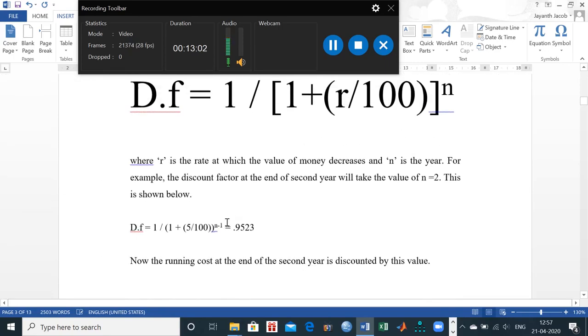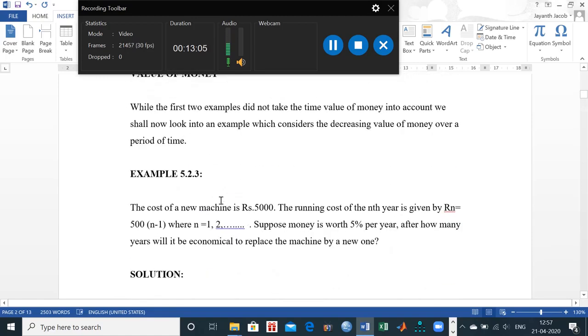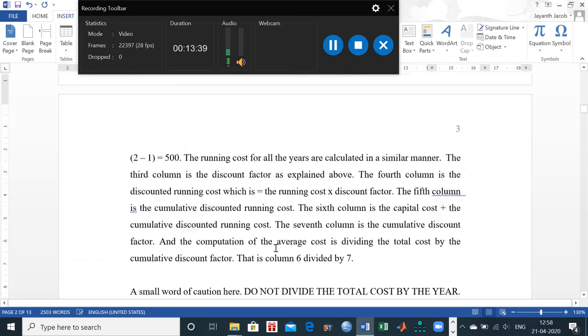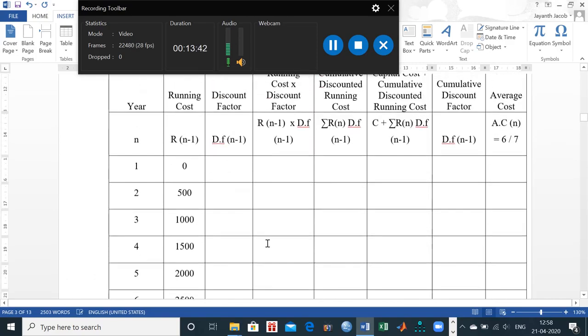Now how did we get the running cost? That is again based on this equation. Very simple. The running cost is given by Rn = 500 × (n − 1). In the first year, n = 1, so 1 minus 1 is 0, and Rn = 500 × 0 = 0. So the running cost for the first year is 0. For the second year, n = 2, so 2 minus 1 is 1, and the running cost is 500. The third year, the running cost would be 1000. The fourth year, 1500. And the fifth year, 2000. This is how we computed the running cost, and that's shown here in this table.